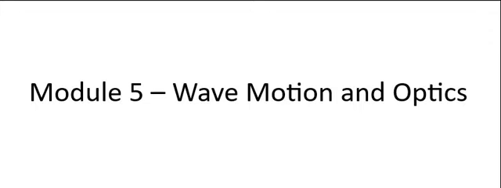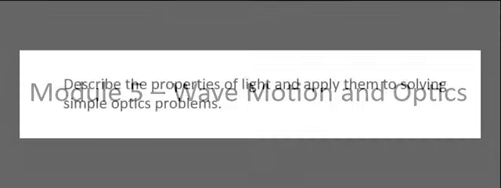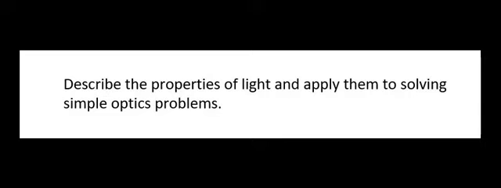Light can be described either as a wave or particle, depending on the circumstances under which it is observed. Module 5 looks at wave motion in general and specifically light as a wave. This will allow us to address a single competency, describe the properties of light, and apply them to solving simple optics problems. We will describe the particle nature of light in the last module.